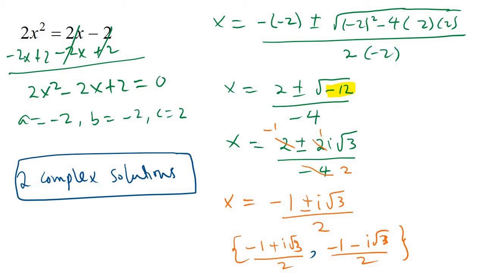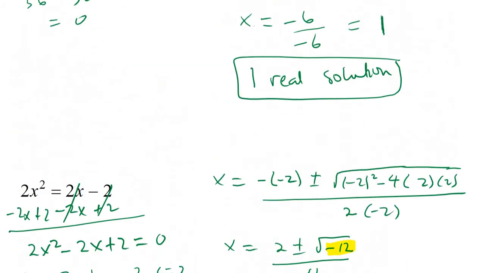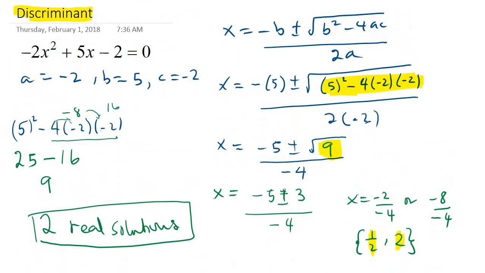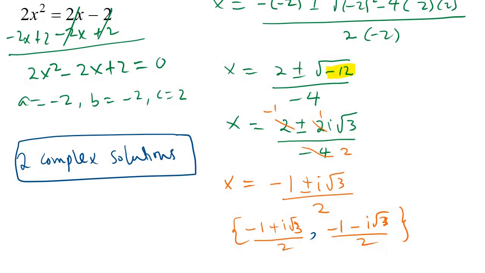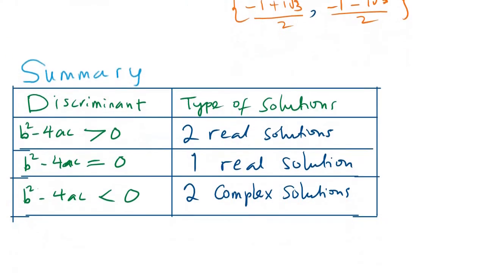Now we can see that whenever the radicand, the expression under the square root, is positive, we have 2 real solutions. If the expression is 0, we have 1 real solution. But if the expression is negative, we have 2 complex solutions. So we can summarize our findings so far.